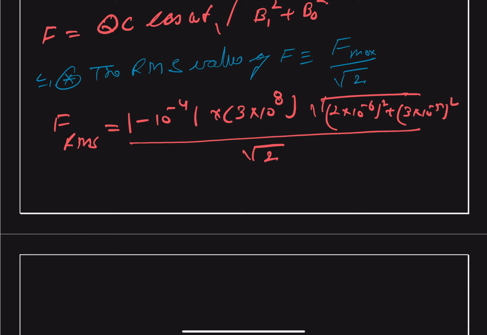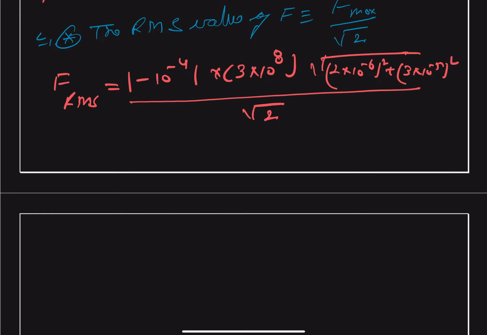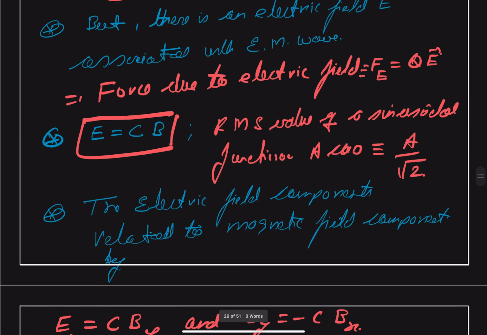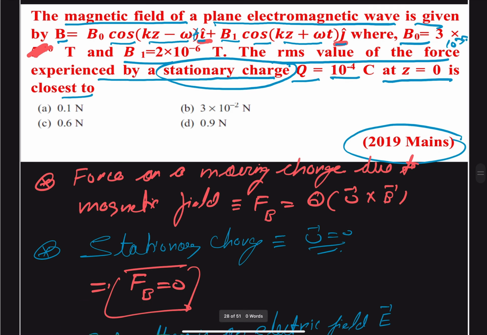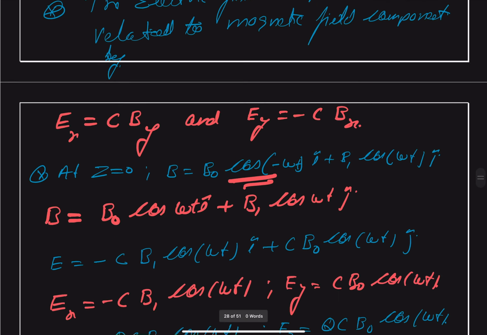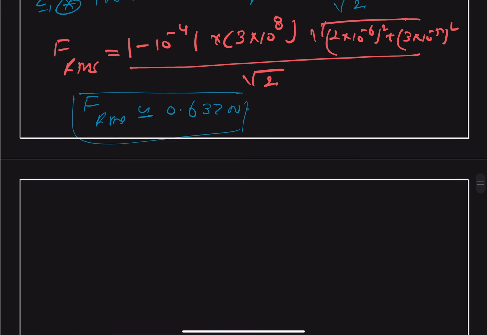So the RMS value of the force will be approximately equal to 0.637 newtons, which we are supposed to find out. So option number C is the correct option. Option C is correct.